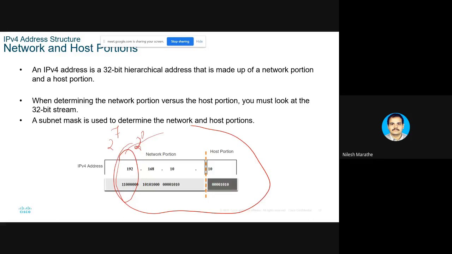So 2 raised to 0 to 2 raised to 7, 8 bits will be there. What is the maximum value of each octet? 255. So it will be 255.255.255.255, which is the highest possible range. That is the maximum value possible in every octet. So 8 fours are 32, and the total size of this particular IPv4 is 32-bit.